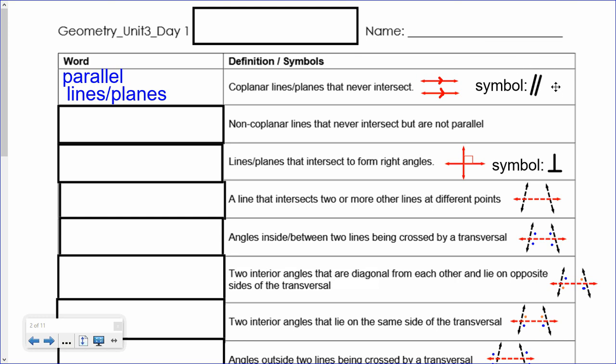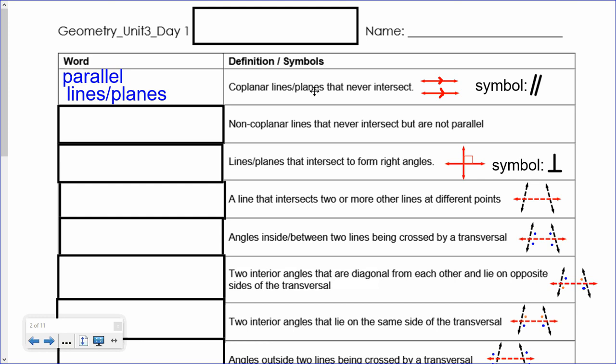And then in directions, like if I wanted to say that lines are parallel and I wanted to swap the word parallel for a symbol, this is the symbol that represents parallel. So I can say line AB is parallel to line DC. And so this represents the word parallel. So that's parallel lines and planes.